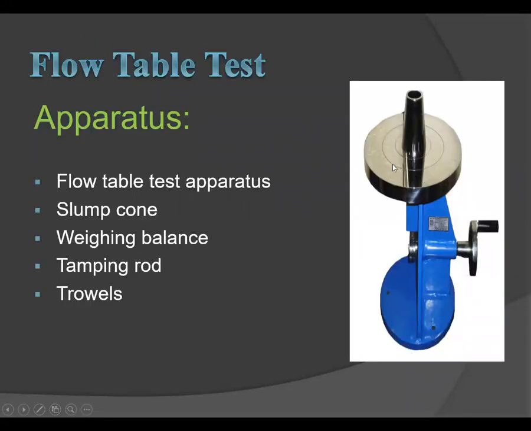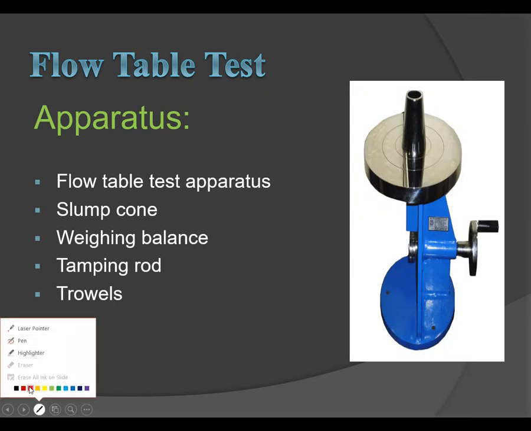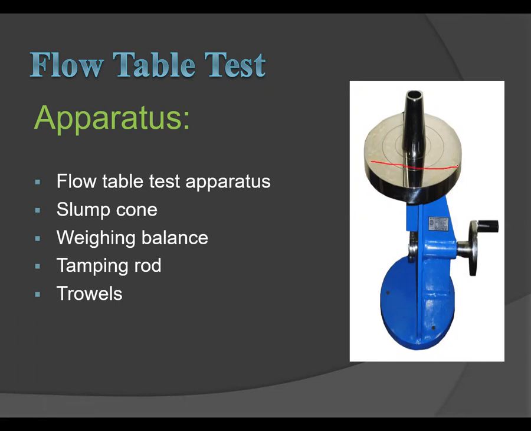After that, this is our flow table. The flow table diameter is 62.5 centimeter. Then this is the curve, and these are the sleeves. After that, the handle for turning the cam, and this is the cam arrangement for giving jolts. Then this is our base, and this is the handle for turning the cam. So this is our flow table test apparatus.